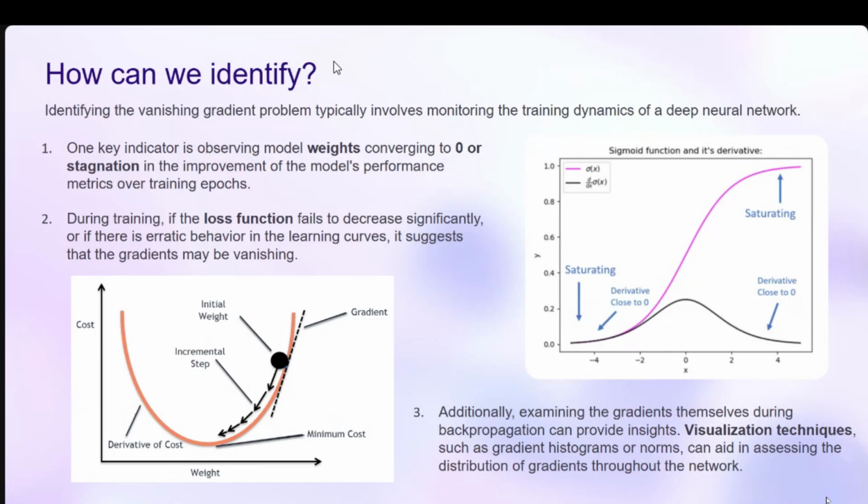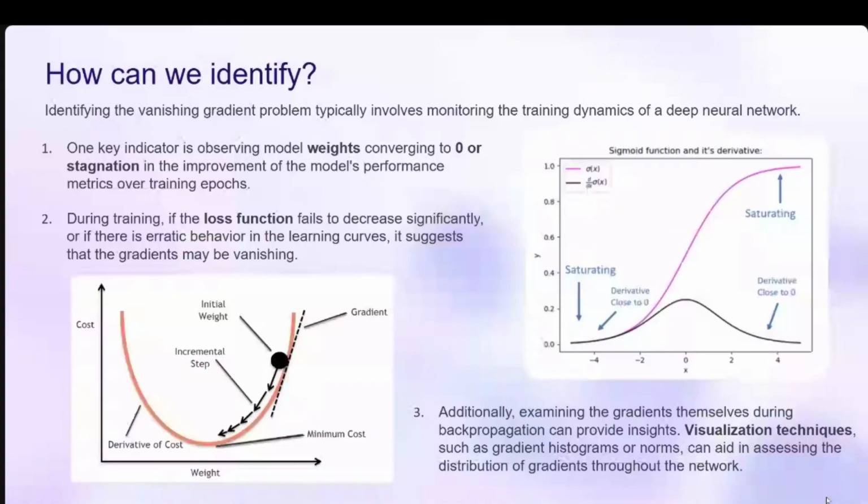Another clear indicator appears in the training curves. If the model's performance metrics stop improving after several epochs, or if the loss function fails to decrease significantly, it suggests that the model is struggling to update its parameters effectively. Essentially, the learning process has slowed down or even stalled. A more analytical way to detect this is through visualization tools. By plotting gradient histograms or gradient norm distributions, we can observe how the gradient values behave across layers. If most of the gradients are clustered near zero, that's a strong confirmation that the network is experiencing the vanishing gradient problem.